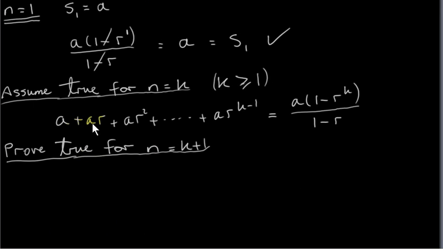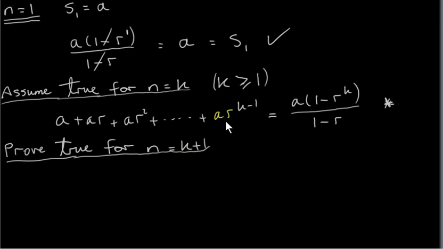To do this part, we need to build on our assumption statement. So we need to build on this so we can add the same thing to both sides of it, or we can do the same thing to both sides of it. And you know, if we end up proving the formula for n equals k plus 1, then we're done. So we build on this.